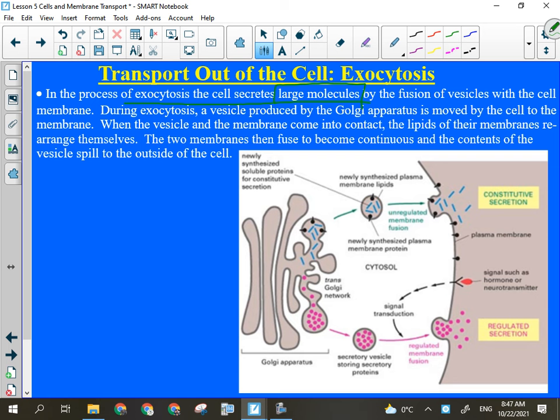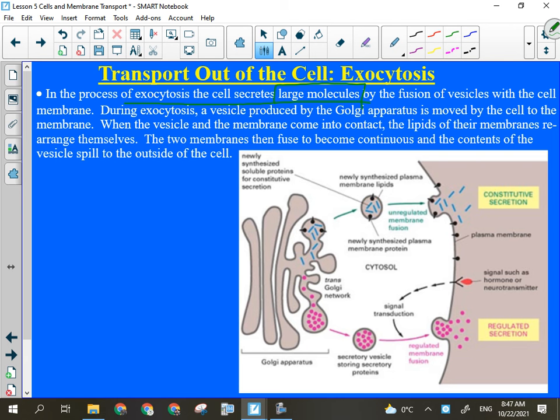So if we're looking at like any of your glands, okay, like your adrenal gland or your pancreas or your thyroid gland, okay, something that produces hormones, this process is going on all the time because those cells are producing hormones for the rest of the body.